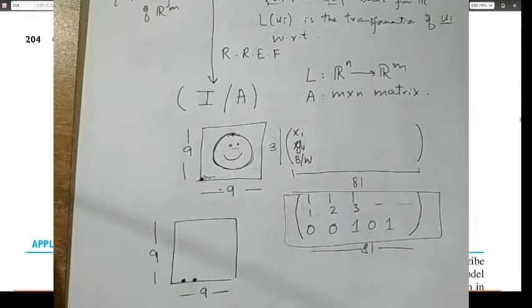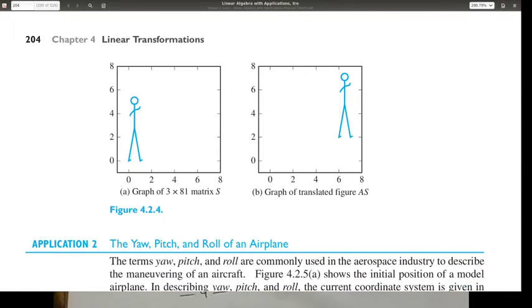So this is how you can represent a two-dimensional image using a matrix of size 3 by whatever size of canvas you have. So this stick figure image can be represented as a 3 by 81 image. These coordinates 0, 0 will be 1, and then for the next ones you can figure out which coordinates are 1 and which are 0 based on this image, right?